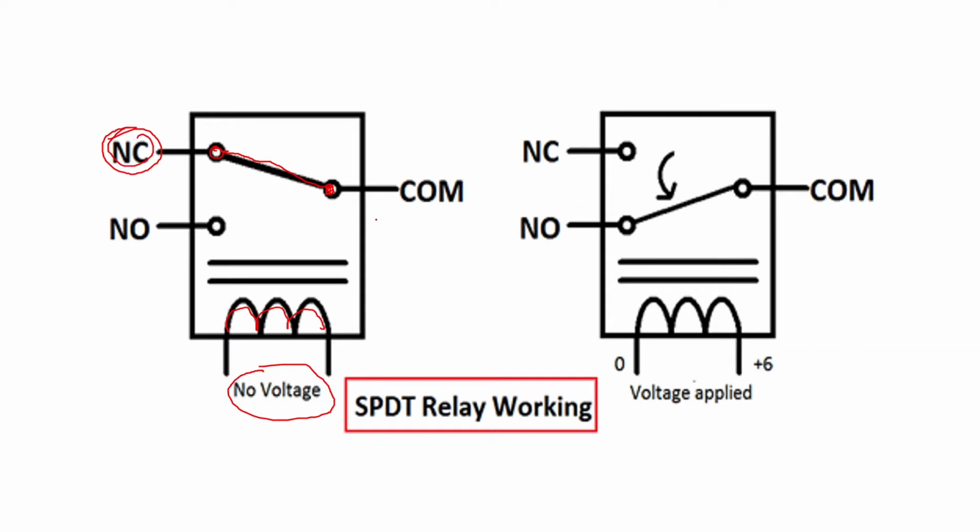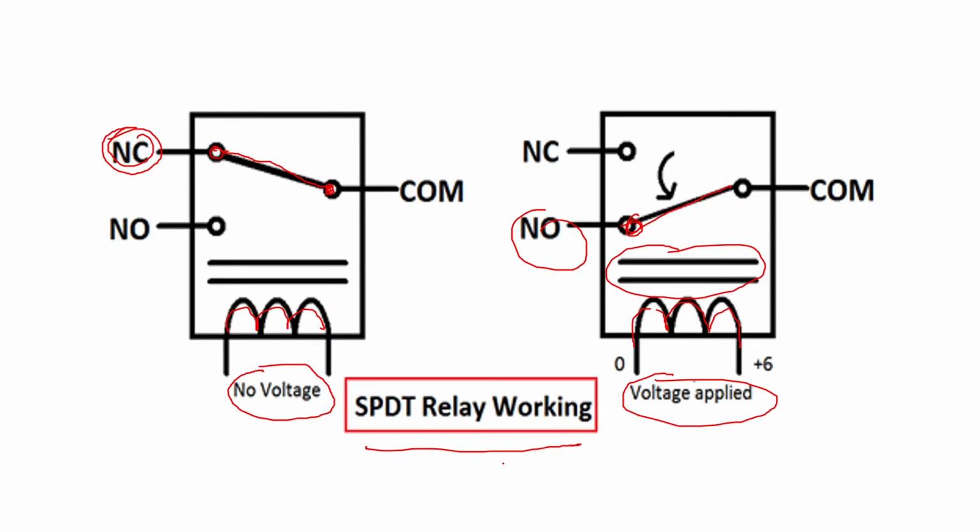Now what happens if the voltage is given? When the voltage is applied to the coil, this voltage will make a current flow through the coil that will make a magnetic field around it, and because of that magnetic field, the contact which was normally closed will be connected to normally open. So the normally closed contact will become normally open. This is your single pole double throw type of relay working. As an example, we have shown this relay.